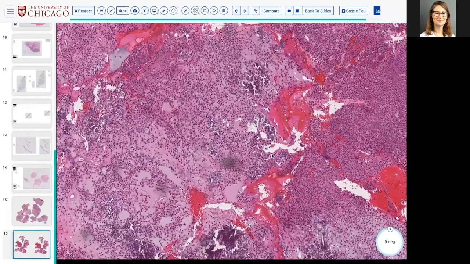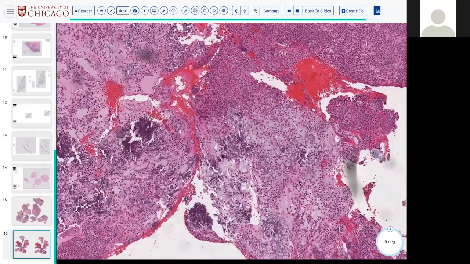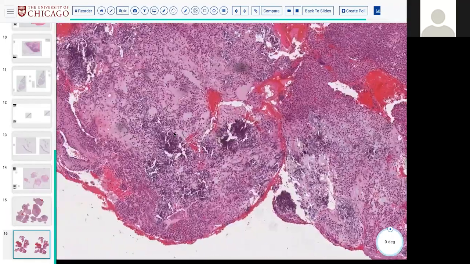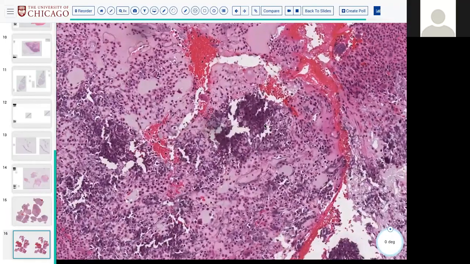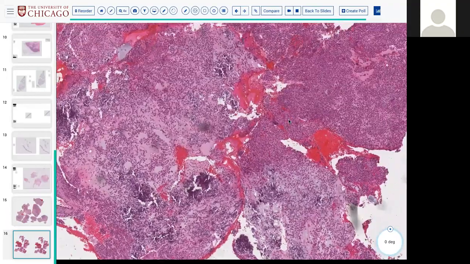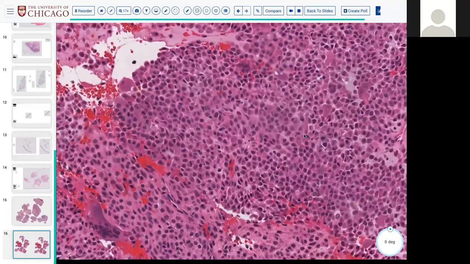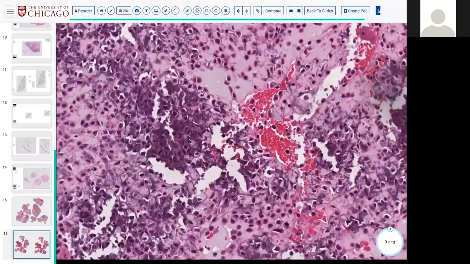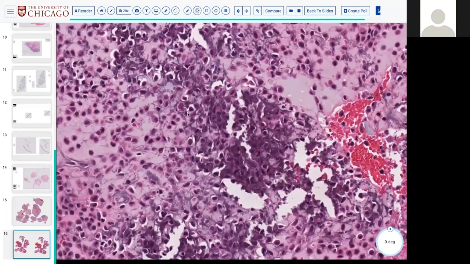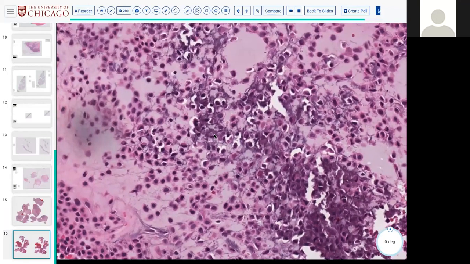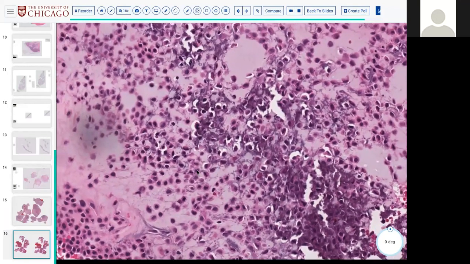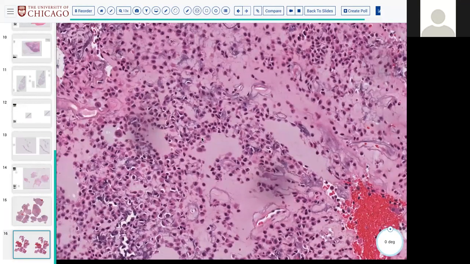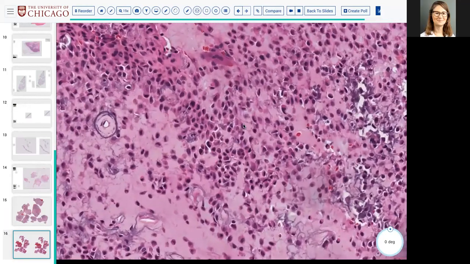Well, yeah, there's a lot of cartilaginous areas. There's a more hypercellular area, with roundish cells. There's also a lacy osteoid in here too. And then some of these cells look very plump and eosinophilic, but I don't think they look overtly malignant or anything like that.